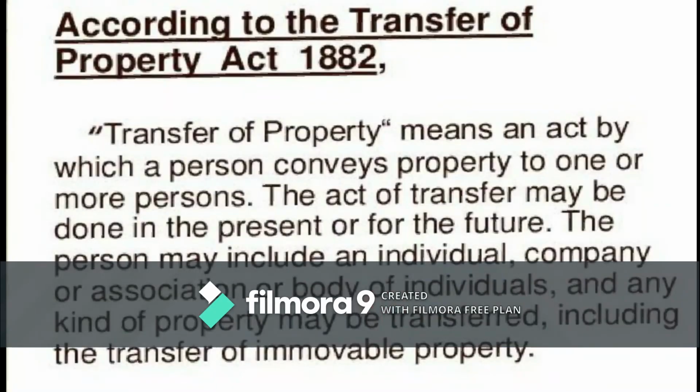According to the Transfer of Property Act 1882, transfer of property means an act by which a person conveys property to one or more persons. The act of transfer may be done in the present or for the future. The person may include an individual, company or association or body of individuals, and any kind of property may be transferred, including the transfer of immovable property.